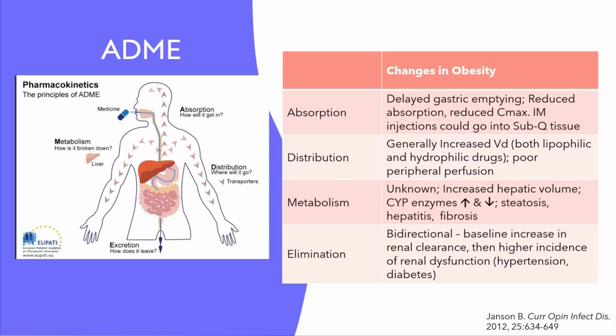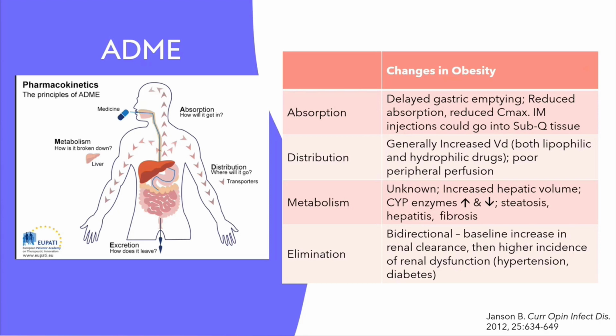And then finally, when it comes to elimination, the effect of obesity on renal elimination is sort of also bidirectional. So on one hand, at baseline, obesity can result in a general increase in renal clearance. Again, simply by thinking about changes in organ size, changes in blood volume going through the kidney. But ultimately, it's not proportional to someone's increase in weight.